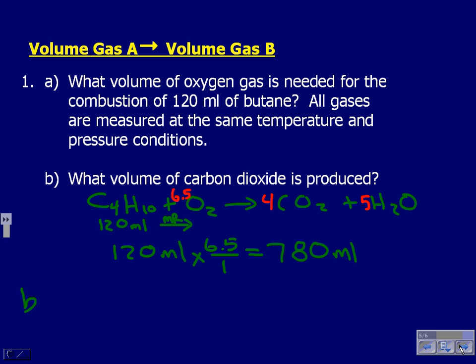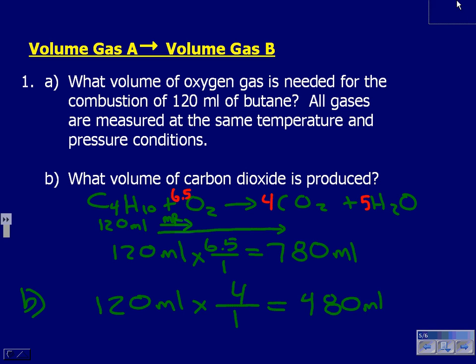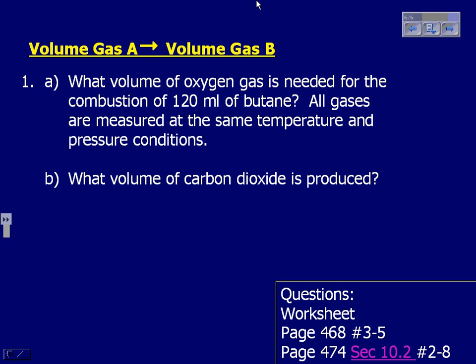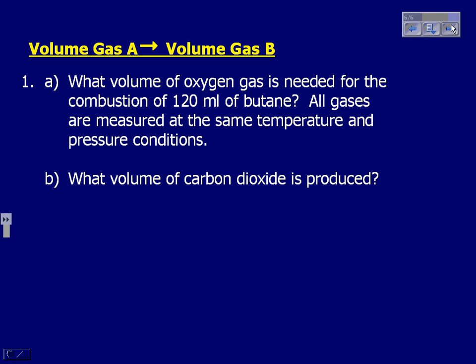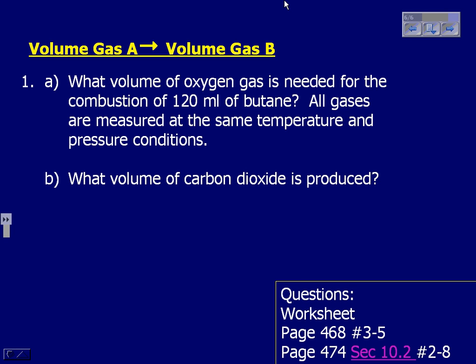Part B, I'm wanting to know how much carbon dioxide, so I'm heading over to there. Same thing, mole ratio. Again, 120 milliliters. What I have on the bottom, what I want on the top. I can handle this one. 480. Pretty good, eh? 480 milliliters. That is the law of combining volumes. Oh, did it all disappear? Is it ever going to come back? It's never going to come back. The answer was 480.